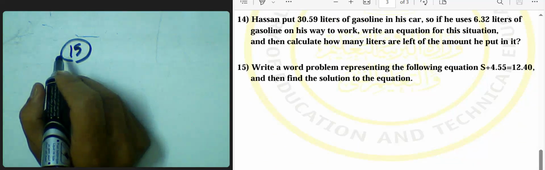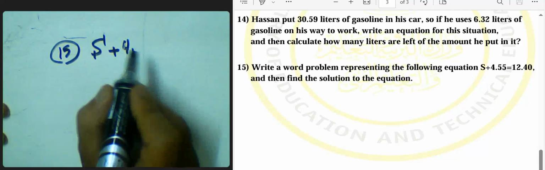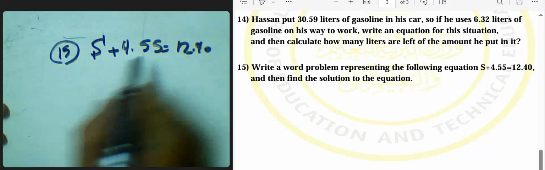Write word problems, same idea. Write the equation here: s plus 4.55 equals 12.40.